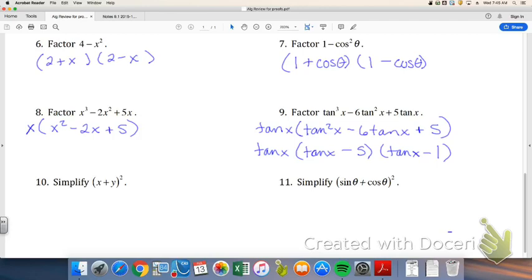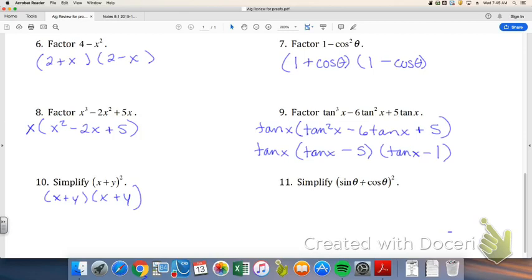Number 10, simplify x plus y squared. What do I do to simplify x plus y squared? What does that really mean that I'm doing? I'm multiplying x plus y times x plus y. Remember, it does not equal x squared plus y squared. You cannot just distribute the squared sign. It does not equal that. What we're really doing is we're multiplying out x plus y times itself.